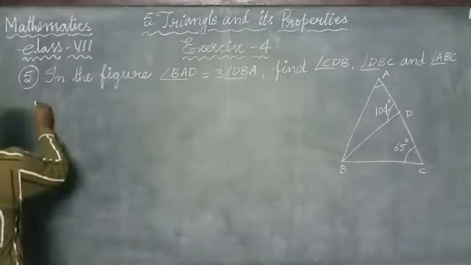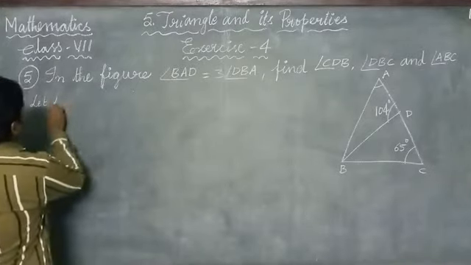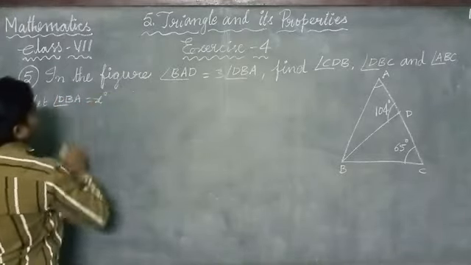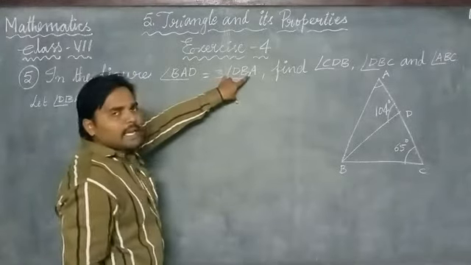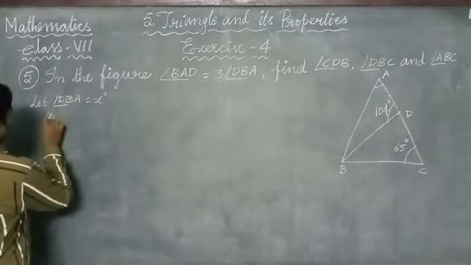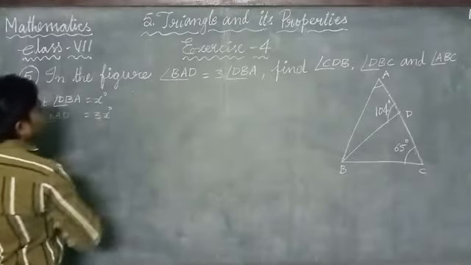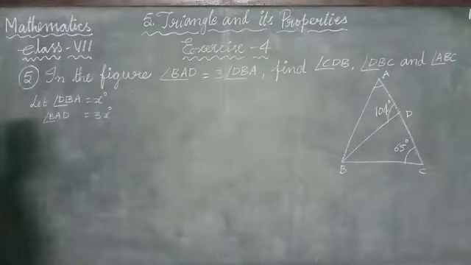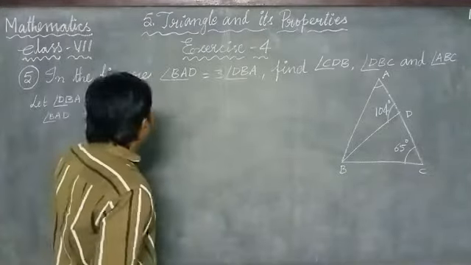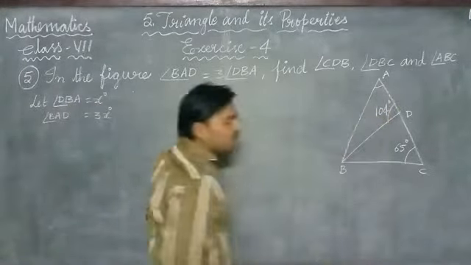Now let angle DBA equal x degrees. Let us assume that angle DBA is x degrees. Then angle BAD equals 3x degrees. By using the given information, angle at B is x degrees and angle at A equals 3x degrees.